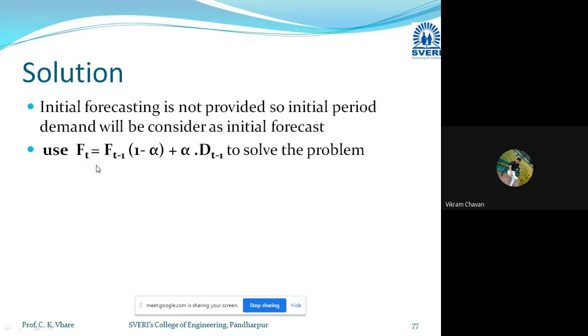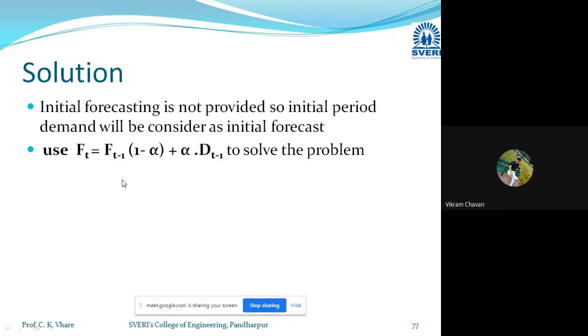F suffix t, that is the forecast for period t, will be equal to the forecast for the last period, that is f of t minus 1 into bracket 1 minus alpha, where alpha is the smoothing constant, plus alpha multiplied by d suffix t minus 1. D suffix t minus 1 is the actual demand for the last period or current period, whatever you want to consider. So this formula is useful to solve simple exponential forecasting problems.